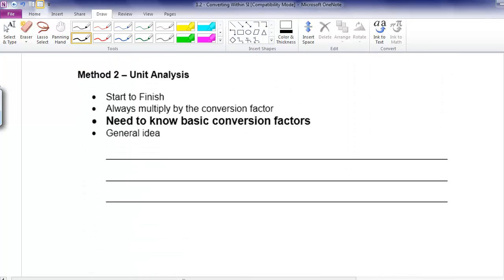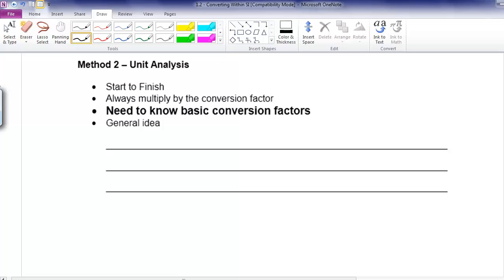The other method we're going to look at is probably what your science teacher really wants us to look at, unit analysis. Again, start and finish is important. You have to know what unit you have and where you want to finish. What we're going to do in this one is we're always going to multiply by the conversion factor. And again, the need to know in this one is the basic conversion factors. So for instance, there's 10 millimeters in a centimeter, there's 100 centimeters in a meter, and there's 1,000 meters in a kilometer.